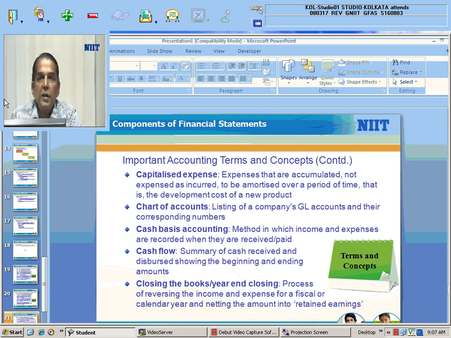GL is general ledger account. GL is basically general ledger. The general ledger is where the main heads of accounts will be. All income accounts or expense accounts, asset accounts or liability accounts will be reflected in the general ledger. Examples of general ledger accounts are sales, purchases, then fixed assets, inventory. These are various general ledger accounts.